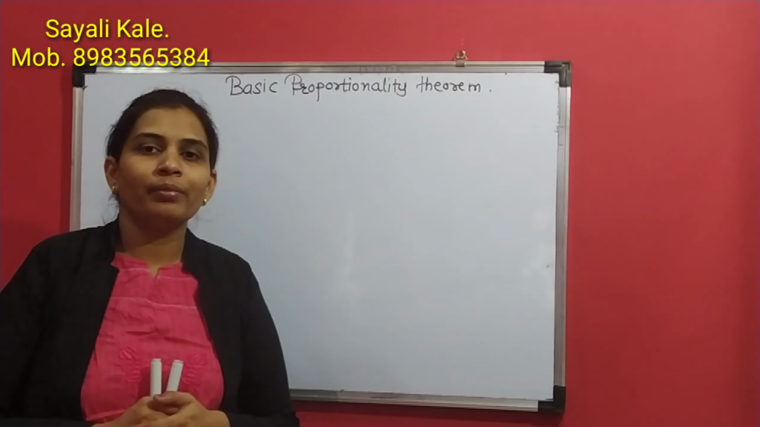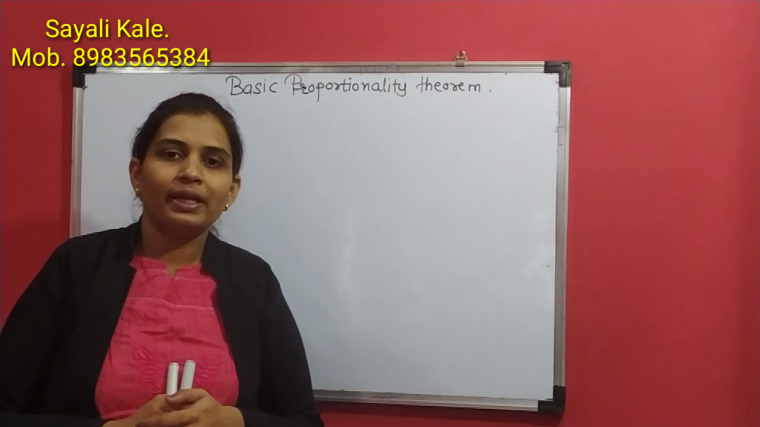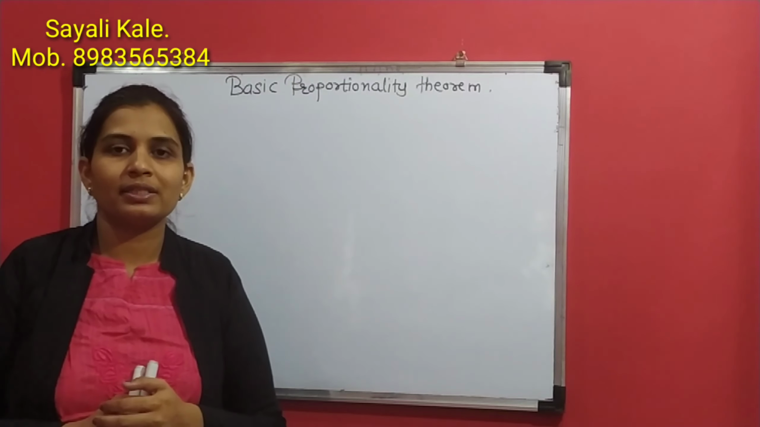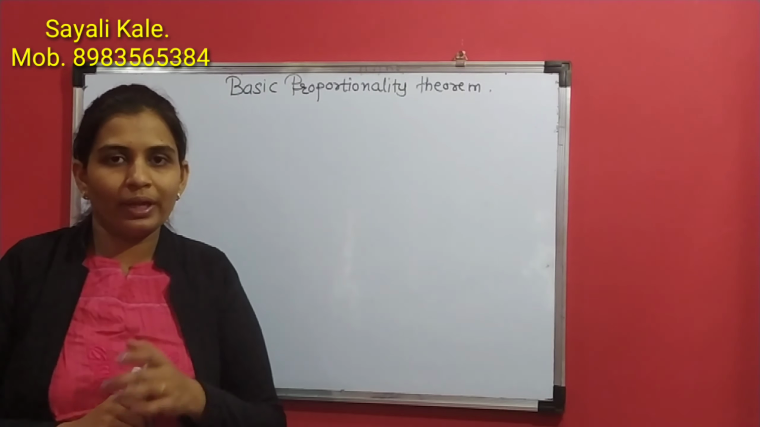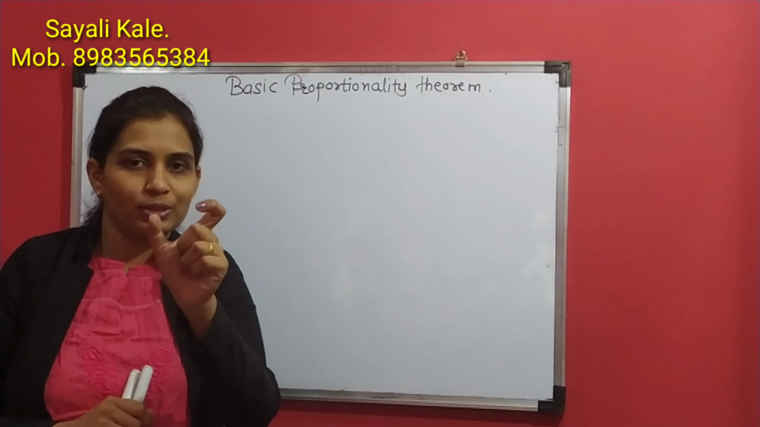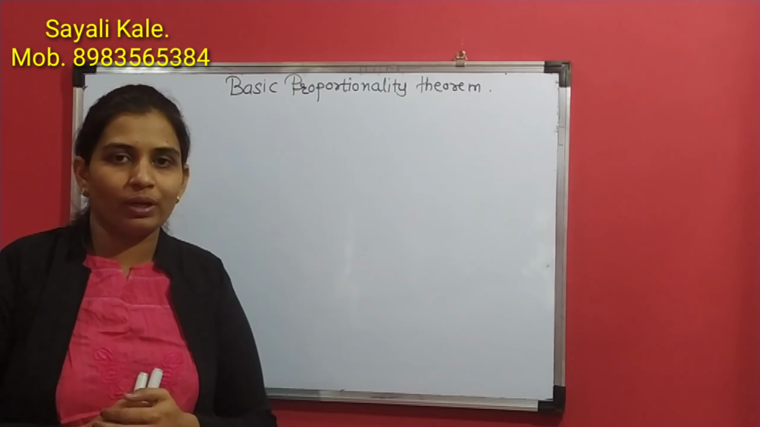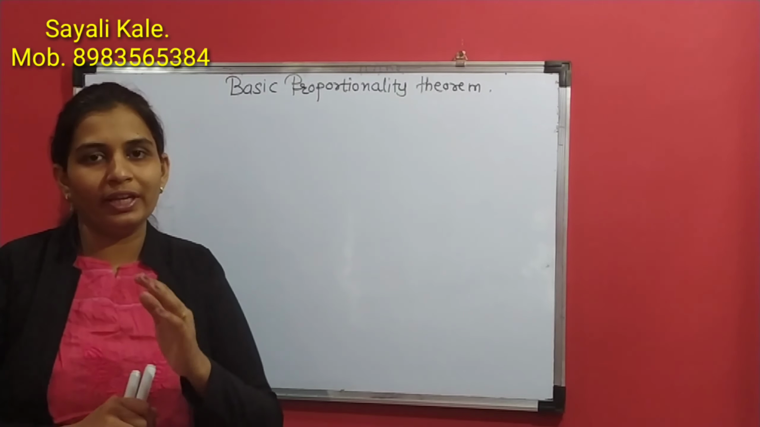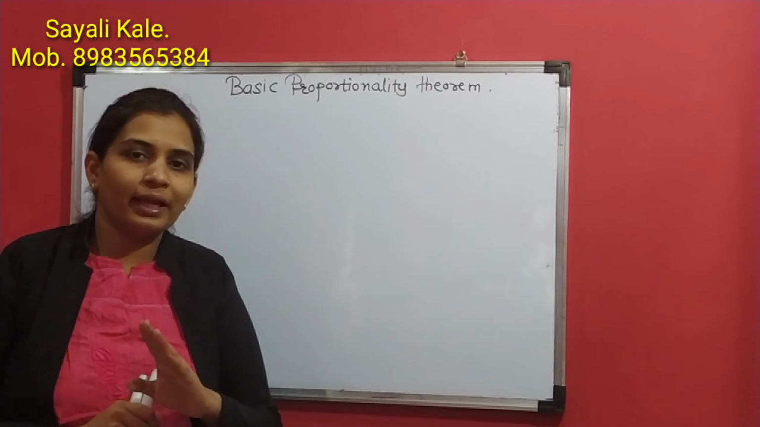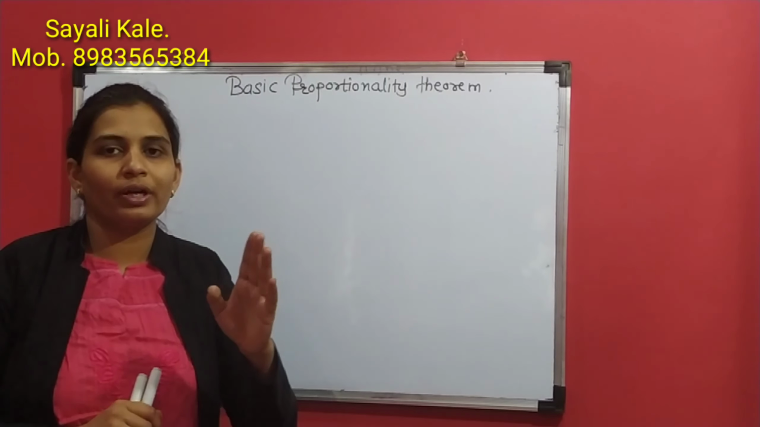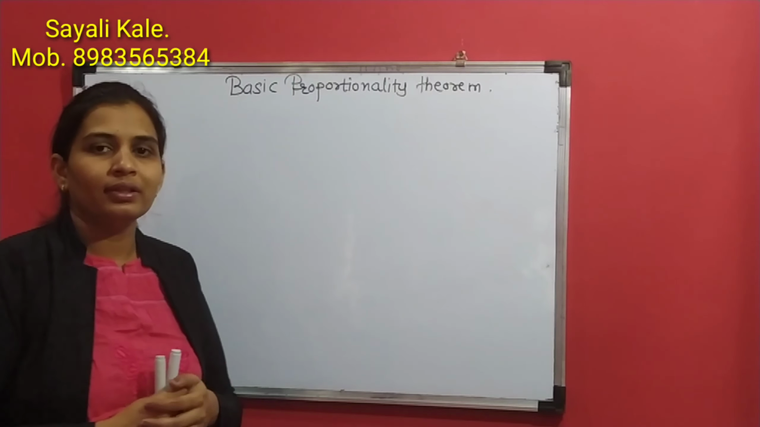Now for any theorem, we must apply our previous knowledge. Our previous knowledge is that the ratio of areas of two triangles is equal to the ratio of the product of their corresponding bases and heights. The next property was, if the bases are equal, then the ratio will be equal to the ratio of their corresponding heights. And the third property was that if the heights are equal, then the ratio will be equal to the ratio of their corresponding bases. So let's apply this previous knowledge to the theorem.